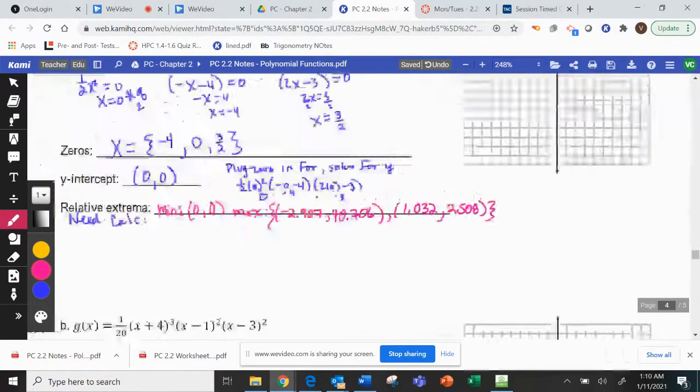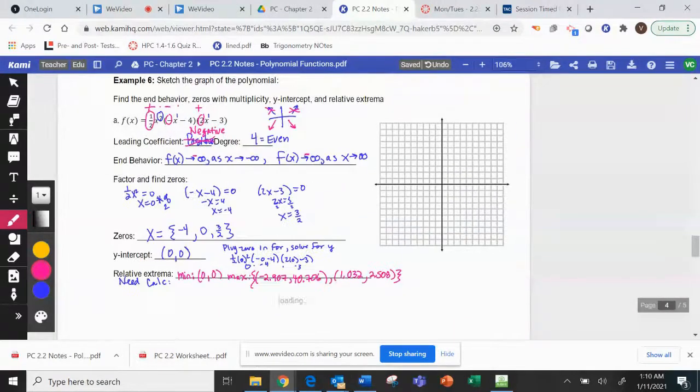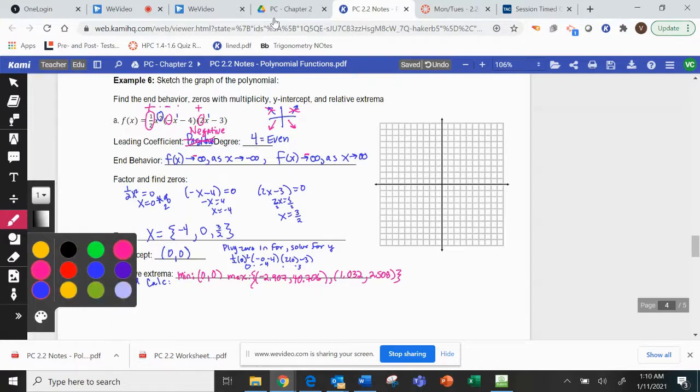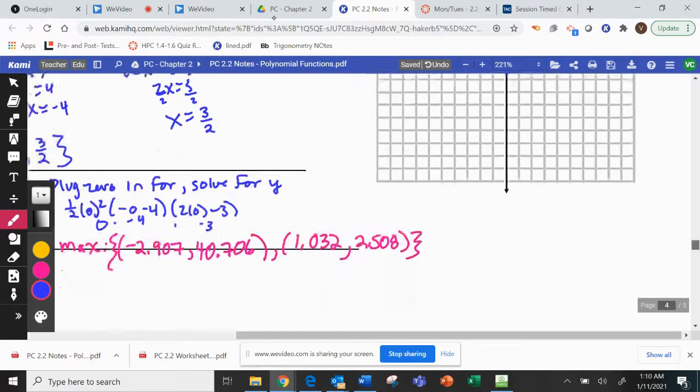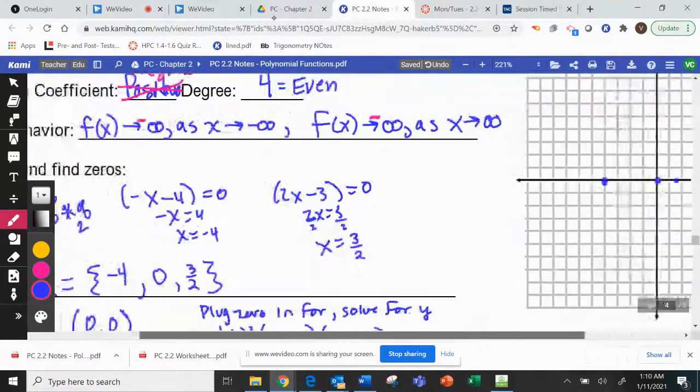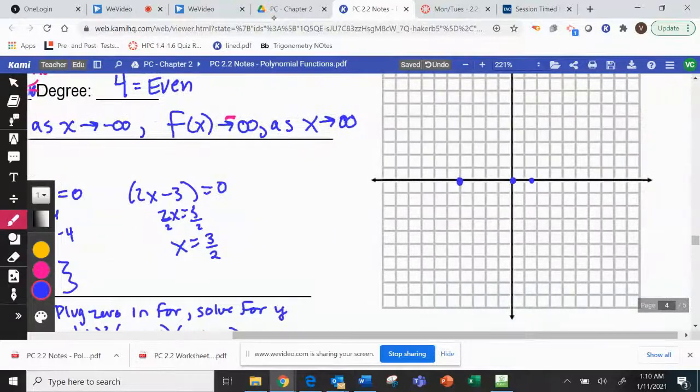Now the last thing you're going to do is graph these. Let's see, things that can definitely be accurate on this graph are zeros. I've got a 0 at -4, a 0 at 0, and a 0 at 1.5. What was our y-intercept? Oh, our y-intercept was 0 also. We already have that graphed.